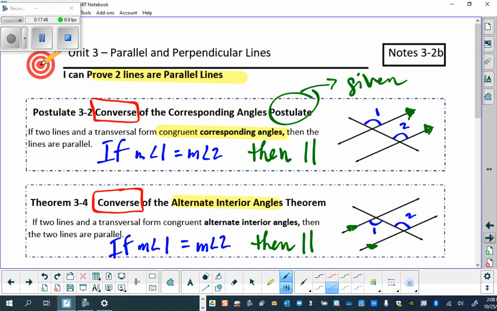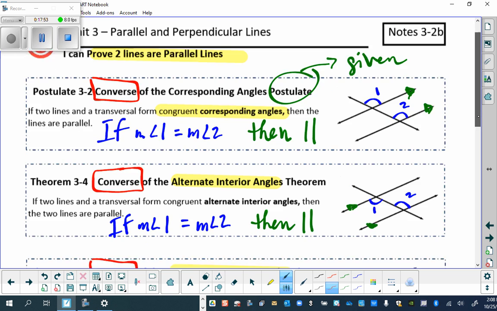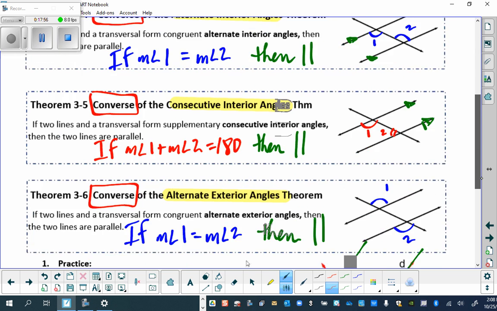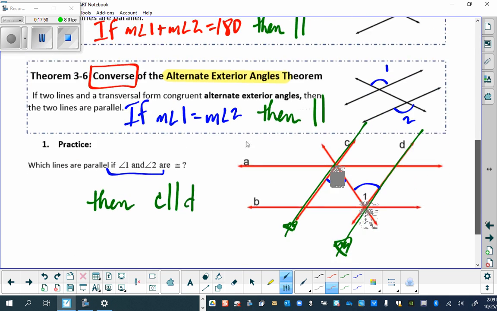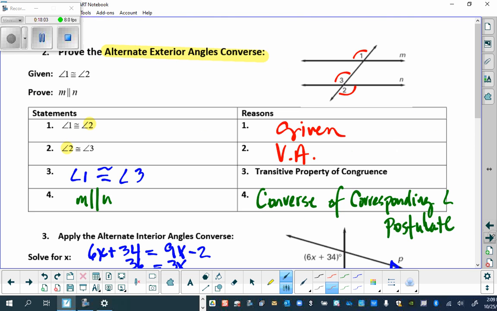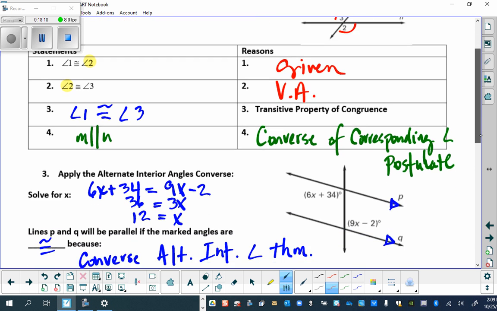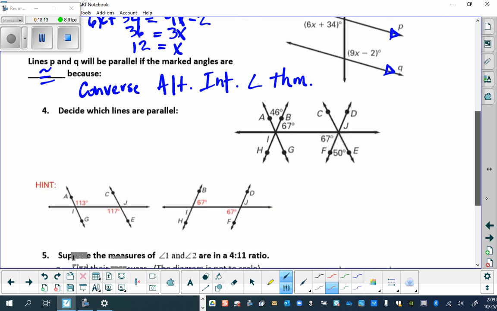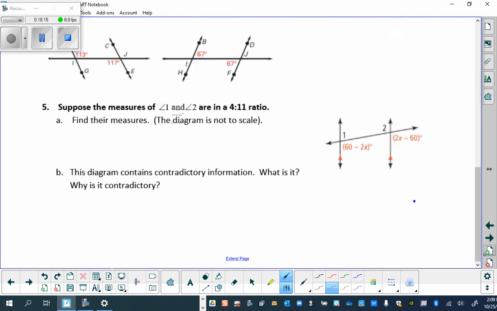Okay, our next bits of notes was when we introduced the idea of the converse. If those cool relationships are true, then the lines are parallel. And our same cool relationships, so we got more of a chance to review those vocabulary words. On the back of these notes, we had a couple proofs and solving situations. Any questions about the stuff on the back of these notes that we didn't get to or you want to go over?